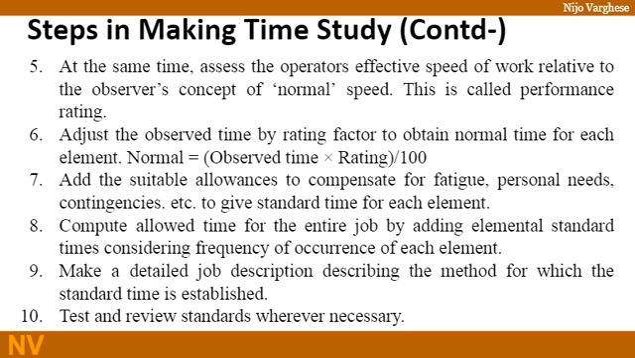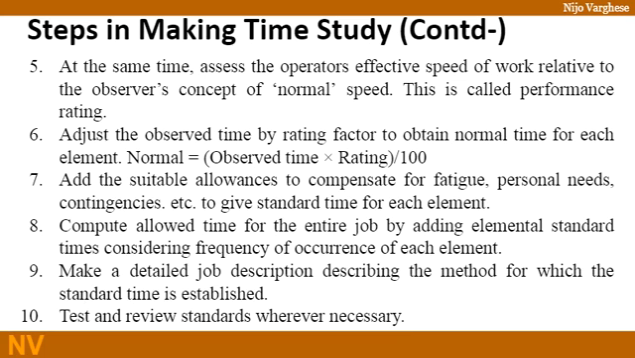The sixth step is to calculate the normal time. For that, we take the observed time multiplied by the performance rating, divided by 100. So observed time by the rating factor gives the normal time for each element. Calculating the normal time is the sixth step.